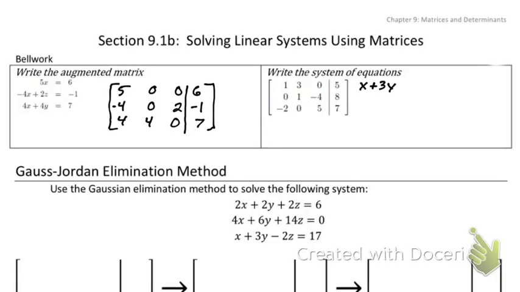plus 3y's. We have 0 z's, so you either can write 0 z's or you can just leave it blank and just say that equals 5. Either way is fine. Either write 0 z's or you don't write anything there.